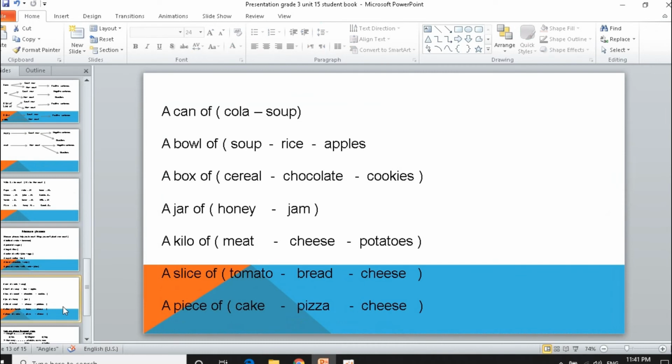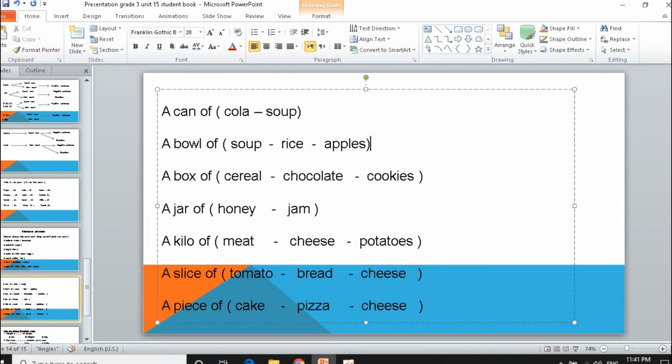Next slide. A can of cola, a can of soup, a bowl of soup, a bowl of rice, a bowl of apples, a box of cereal, a box of chocolate, a box of cookies, a jar of honey, a jar of jam, a kilo of meat, cheese, and potatoes, a slice of tomato, bread, and cheese, a piece of cake, a piece of pizza, a piece of cheese.